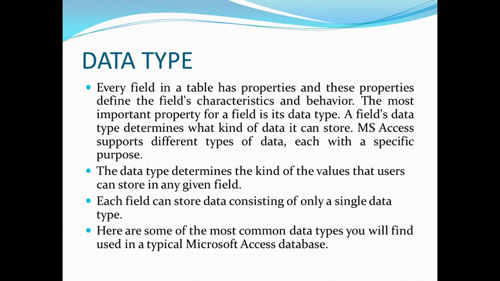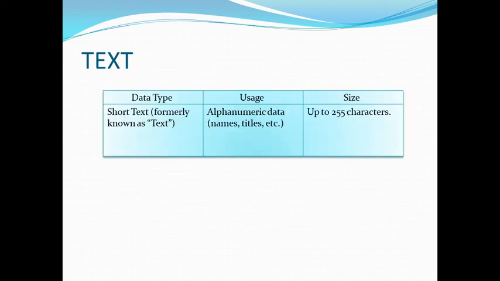Now let's see how many types of data type are provided by MS Access. First we will see the text data type. Text data type is basically used to store alphanumeric data. What do you understand by alphanumeric? That means you can store alphabets, you can store numbers.